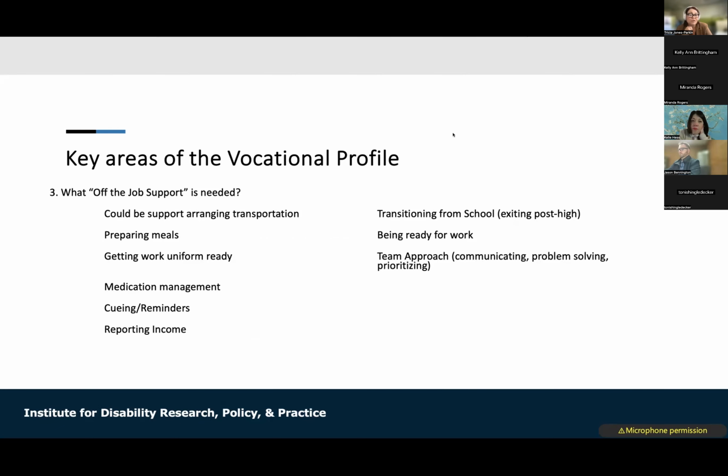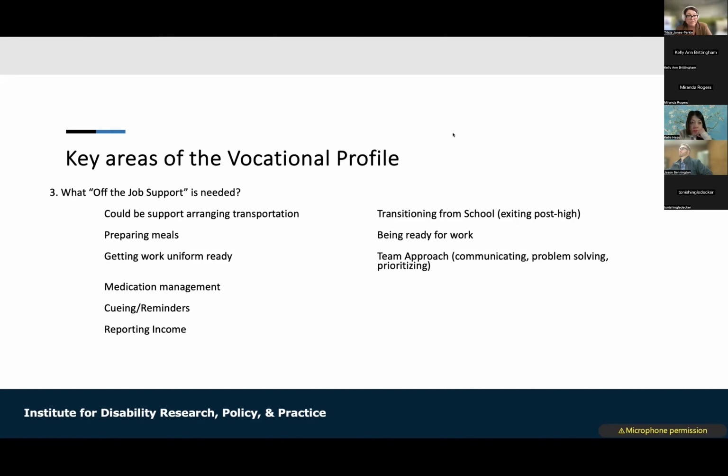Another piece that we want to address in the vocational profile is the off-the-job support that is needed. We're always thinking about transportation. We think about that from the second we meet the person, right? How is this person going to get to where they need to go? And who's going to support them with that, whether it's arranging for paratransit, or riding their bicycle, or using other public transportation, right? Just figuring all of those pieces out.